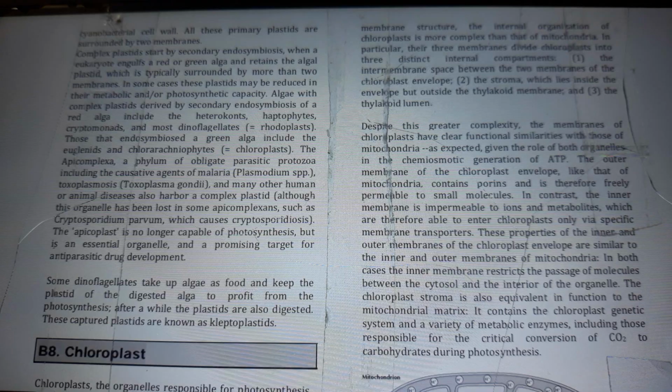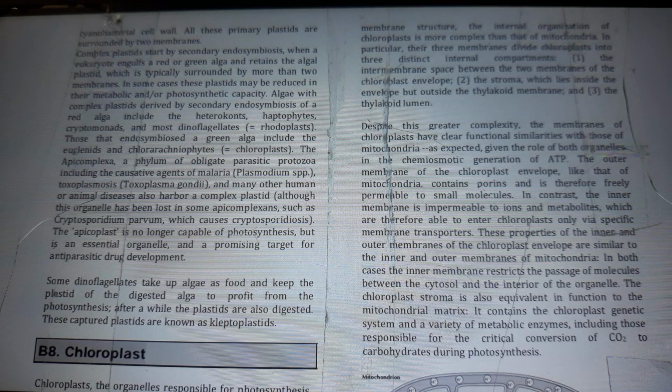The Apicomplexa, a phylum of obligate parasitic protozoa, include the causative agents of malaria, Plasmodium spp., and toxoplasmosis, Toxoplasma gondii. Many of the human and animal diseases also have a complex plastid, although this organelle has been lost in some apicomplexans, such as Cryptosporidium parvum, which causes cryptosporidiosis. The apicoplast is no longer capable of photosynthesis, but is an essential organelle and a promising target for antiparasitic drug development.